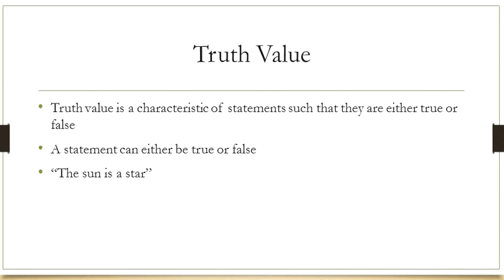Let's look at some examples. The sun is a star. Okay, this is a statement that is true, and so because it is true, and because statements have to be either true or false, then it has truth value.